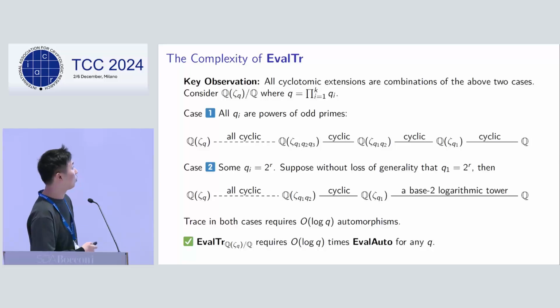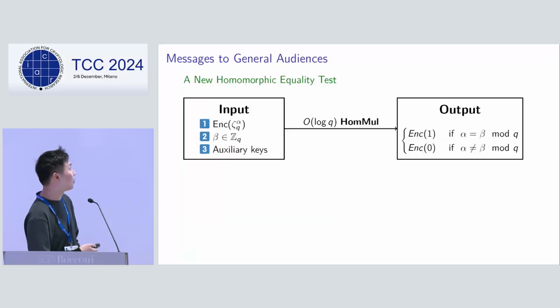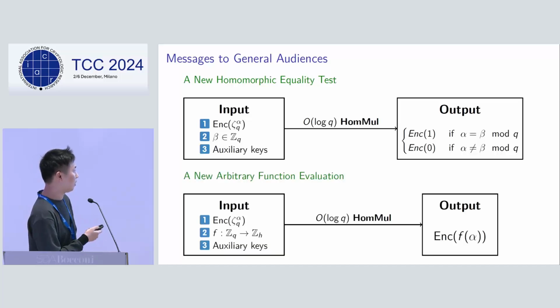Finally, I would like to conclude with two messages for general audiences. Maybe you are not that interested in FPGA bootstrapping, but you do use some homomorphic operations in your program design. I hope these two small building blocks may be useful for you. The first one is the new homomorphic equality test. If you encrypt something in the exponent of a primitive root of unity, you can check it within logarithmic complexity. And more generally, you can evaluate an arbitrary function over the integer ring, also within logarithmic complexity.